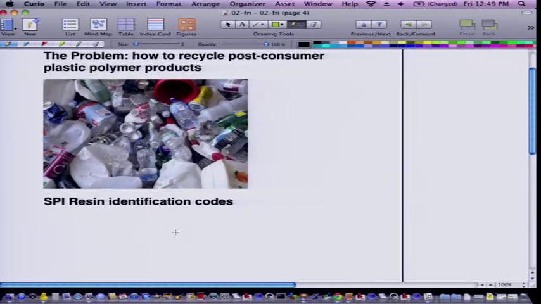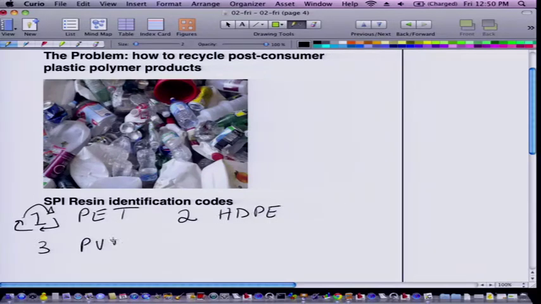So there are these codes that you're familiar with, these SPI resin identification codes that are on the bottom of these containers, and that's where you say, oh, that's a number 1 plastic. It looks something like this, a symbol with the triangle and the 1, and I'm maybe not going to draw that every time, but that is PET, polyethylene terephthalate. Your number 2 plastic is high-density polyethylene. Your 3 plastic is PVC, and so on. 4 is actually low-density polyethylene. Those are your softer, trash bag materials, your sandwich wraps and things like that. Still polyethylene, but a lower density form.